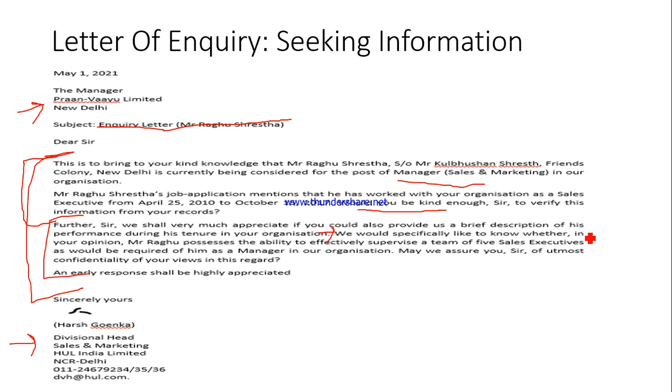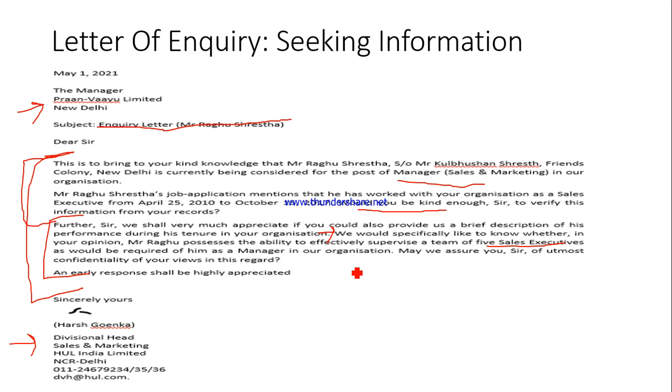And now I have been more specific. We would specifically like to know whether, in your opinion, Mr. Raghu possesses the ability to effectively supervise a team of 5 sales executives, as would be required of him as a sales manager in our organization. So may we assure you, sir, of utmost confidentiality.